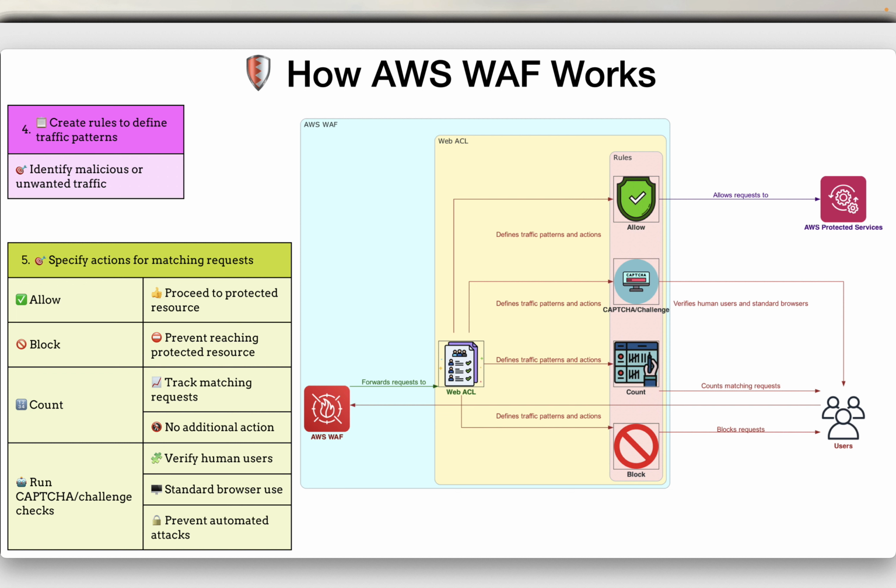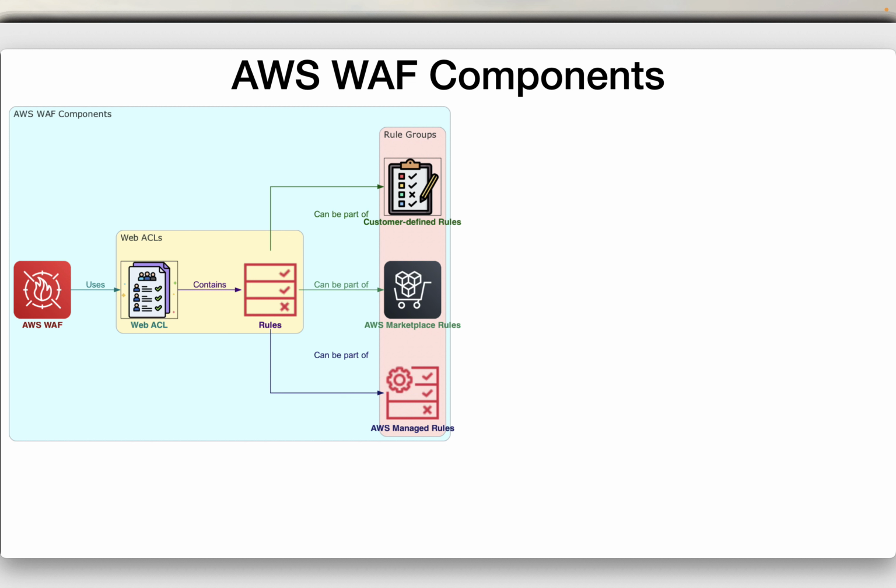The available actions include allow the request to proceed to the protected resource for processing and response, block the request and prevent it from reaching the protected resource, count the number of requests that match the rule without taking any additional action, run CAPTCHA or challenge checks. Present a CAPTCHA or challenge to the user to verify that they are a human using a standard browser, helping to prevent automated attacks.